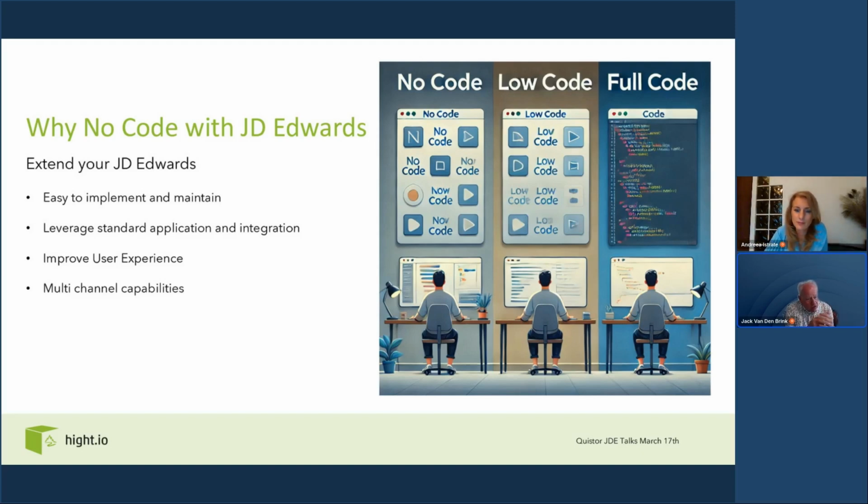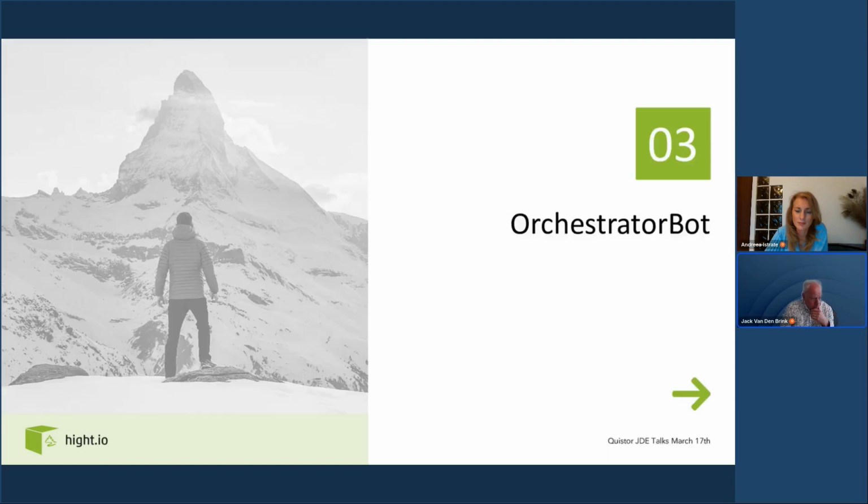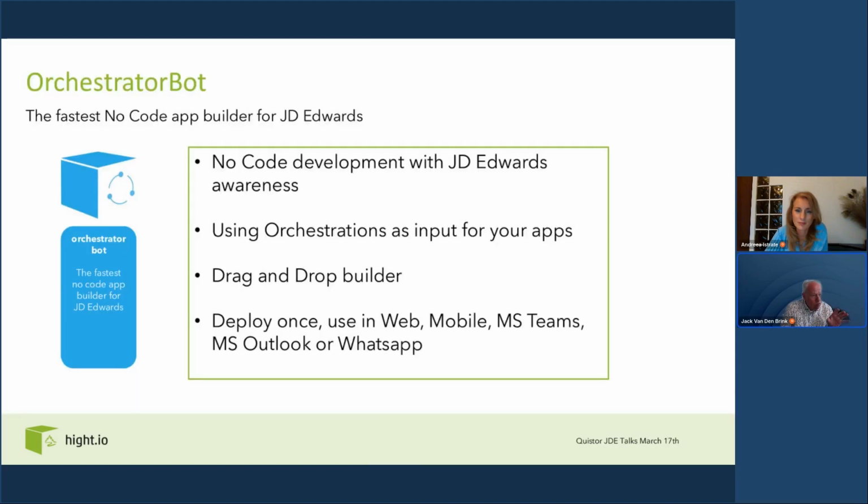Our solution is multi-channel, so it means we can build web apps, mobile apps. You can run it in Teams, but you can also run it in Outlook. And there are a number of additional things which you can run from our application platform. So OrchestratorBOT, as I told, is no code development. We use orchestrations. It's a drag and drop builder. I will show you later on. And the same thing you deploy, you can use in web, mobile, Teams, Outlook, but also WhatsApp. So if you want to do approvals, for example, in WhatsApp, that's also possible with our platform.